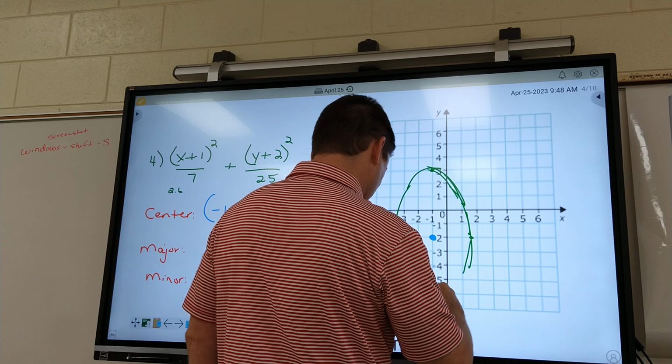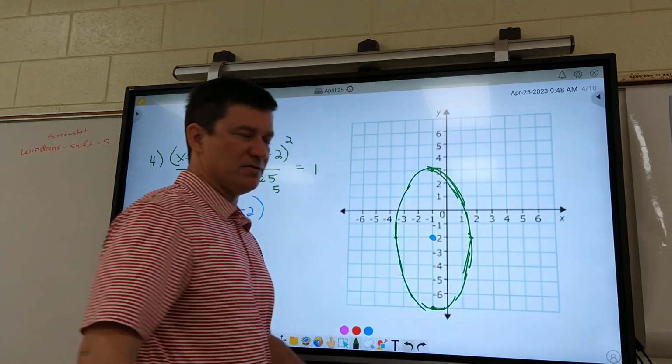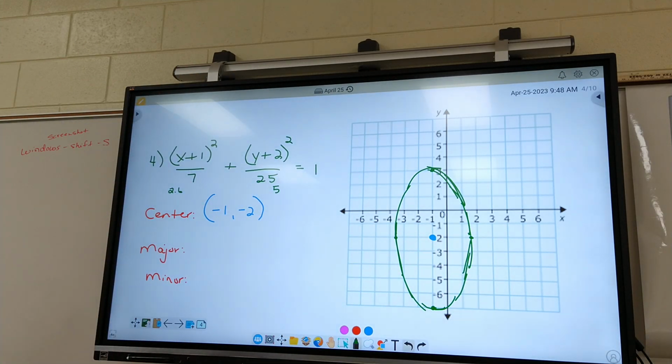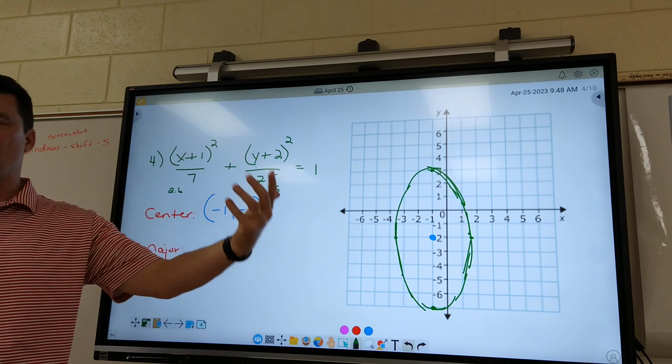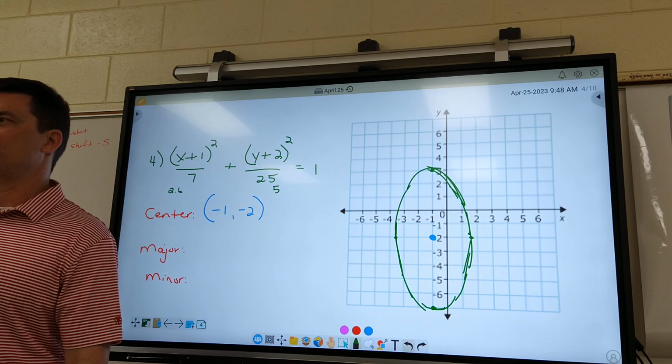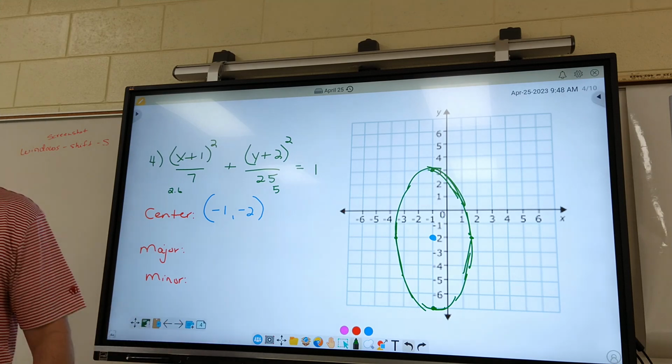Yep. Everything on this paper is an oval. We've done circles. That was our first shape. What was our second shape? Parabola. Now we're doing ovals. There's actually some more shapes, but this is our last one.